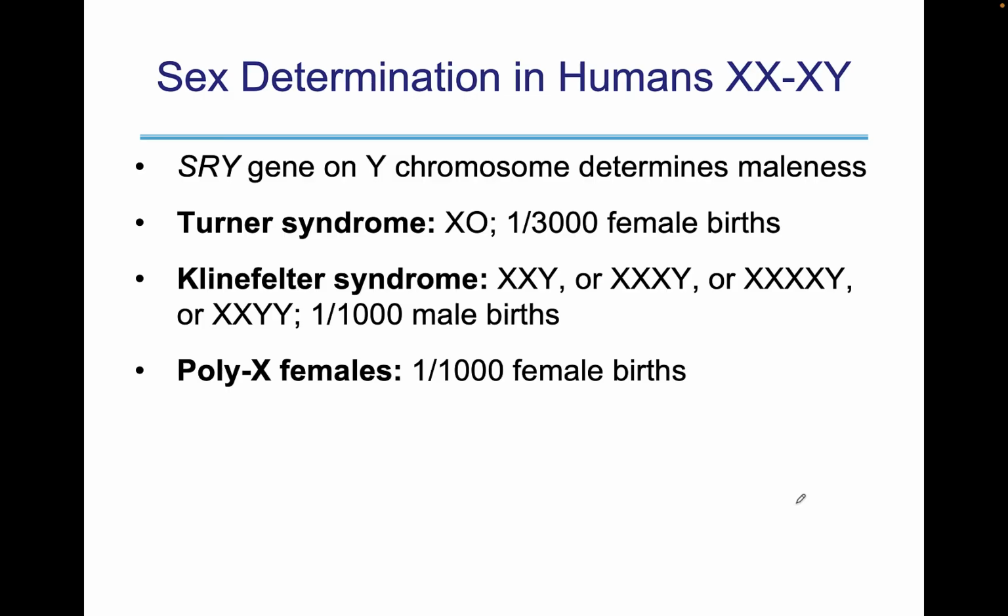So how does sex determination work in humans with the XY chromosome system? Humans, which are similar to Drosophila in having the XY chromosomes, the SRY gene is very, very important. Okay, this SRY gene is present on the Y chromosome, and it determines what we call maleness. If there is anything that causes it to be imbalanced, it will alter sex determination.